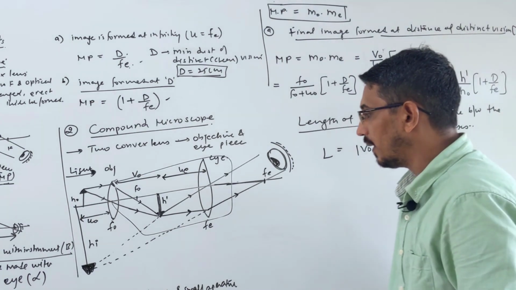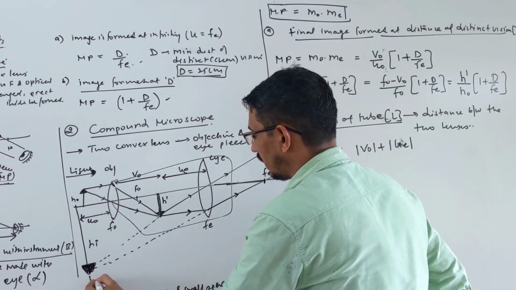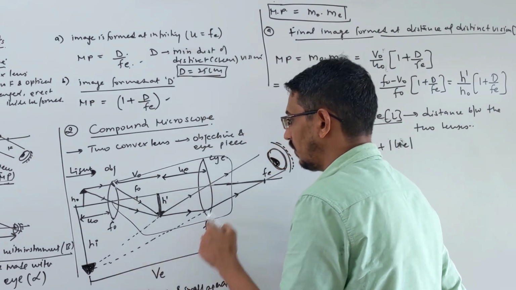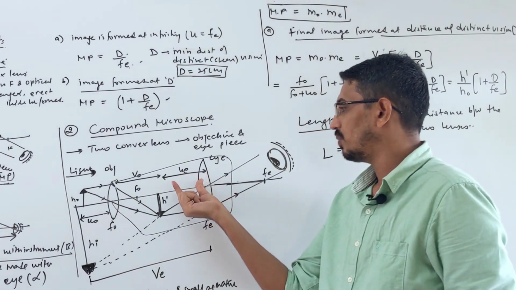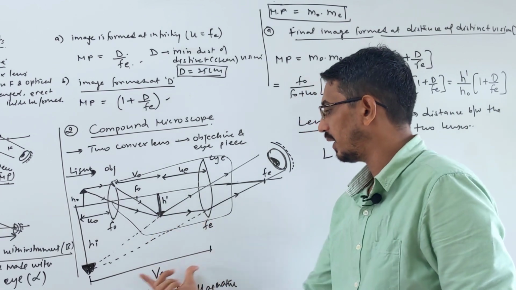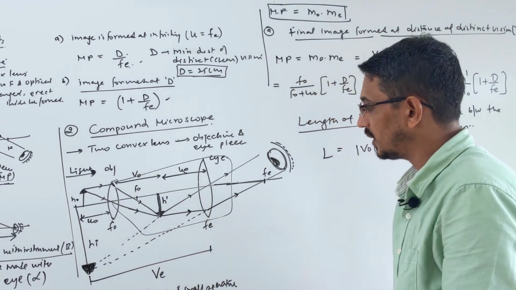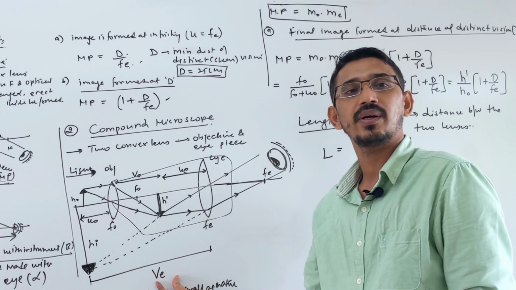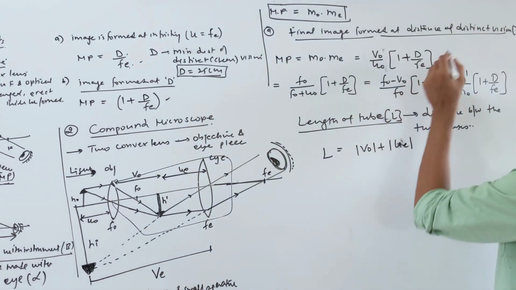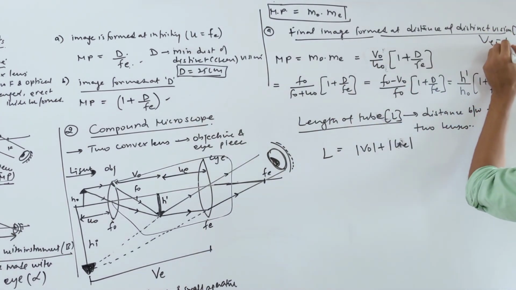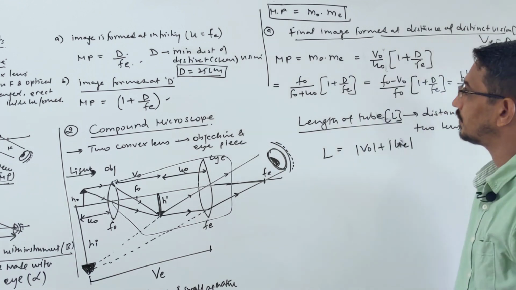Yes. And look here. This is called your image distance VE for the eyepiece. Right now, the object distance is that one, focal length, and the image distance is that one. Now this can be infinity, or this can be your D. So in this case, image formed at D means your V is actually D.